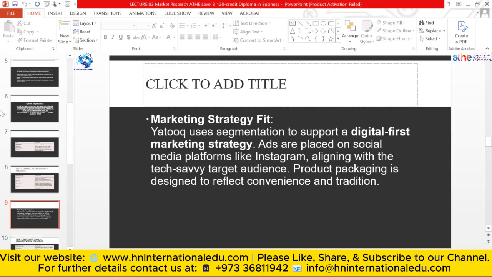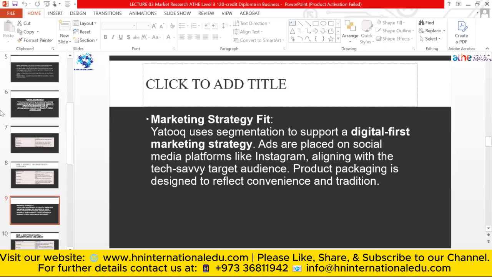Product packaging is designed to reflect convenience and tradition as well. Packaging is important. We all want packaging which is travel friendly and in smaller sizes, not all the time big jars, big bottles, and stuff like that.